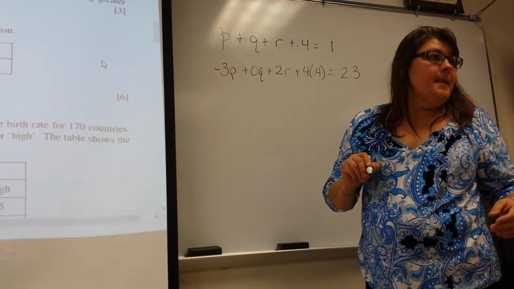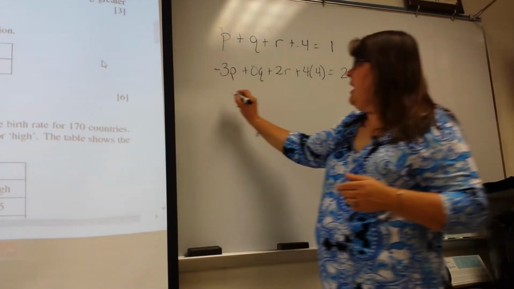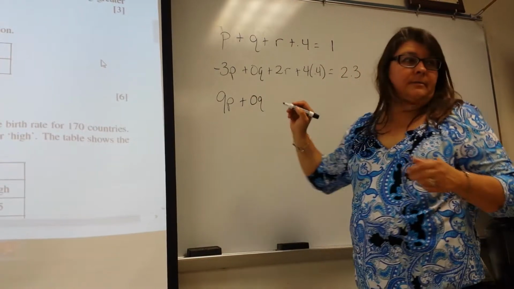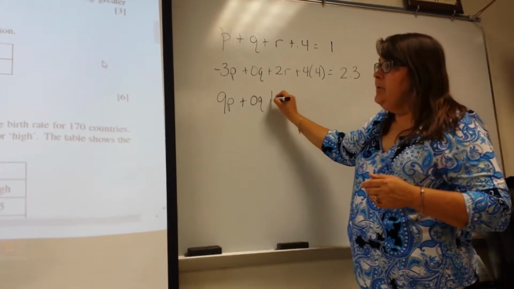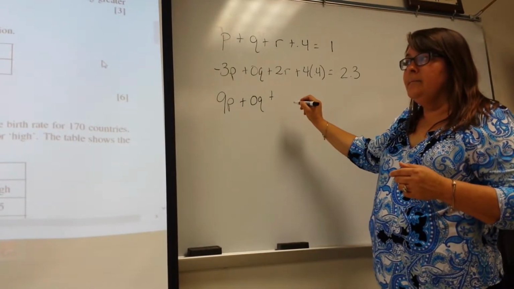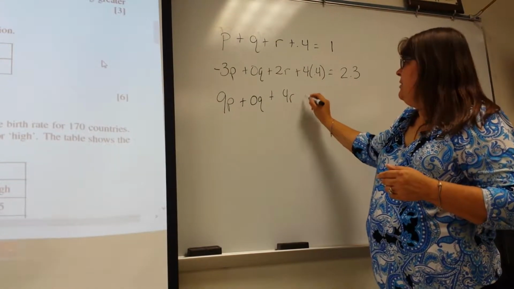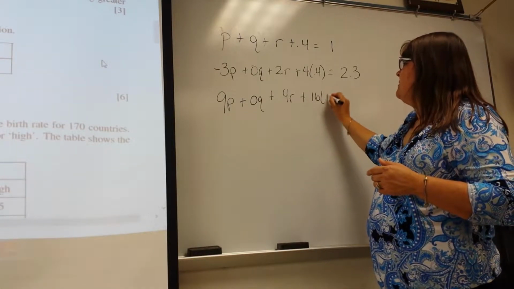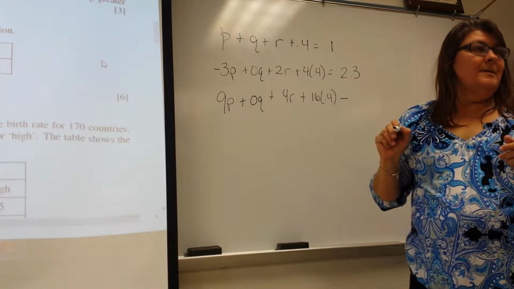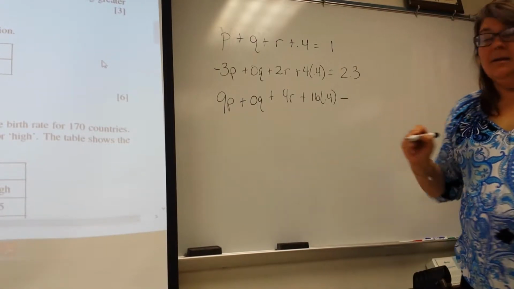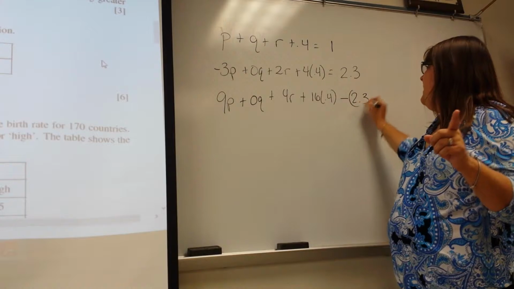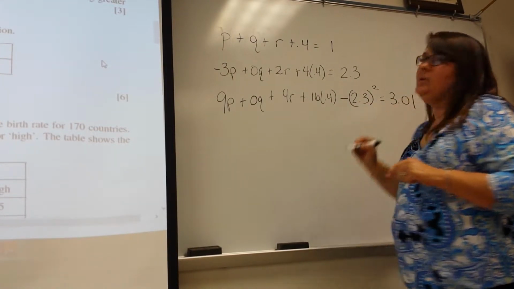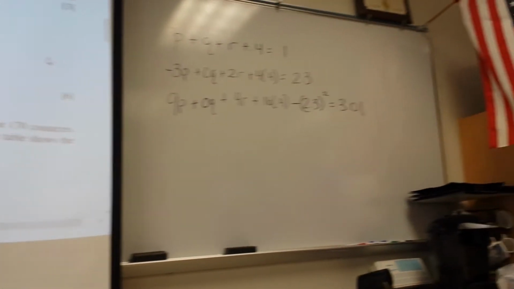What do we do? Square it, and then 9P. I'm just going to write 0Q for now. Plus 4R, sorry, plus 16 times 0.4, that's 6.4, minus 2.3 squared, equals 3.01. Beautiful.